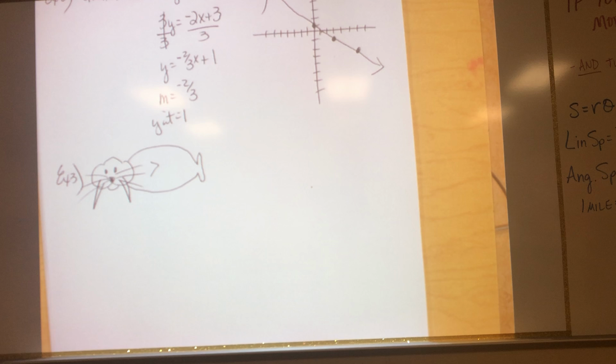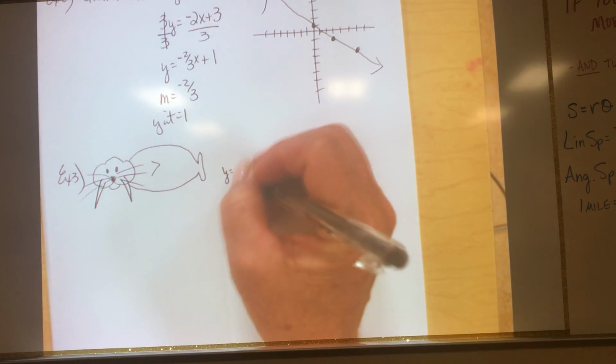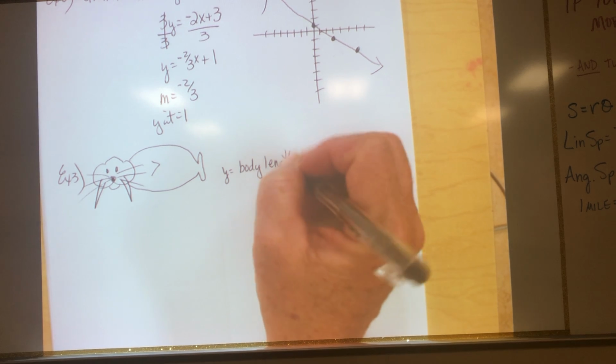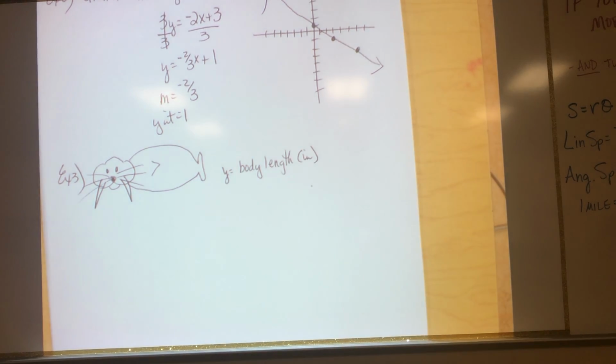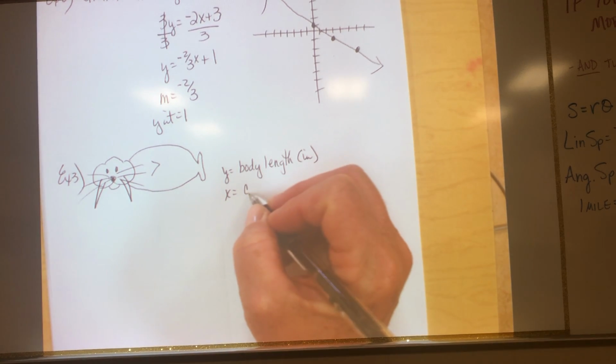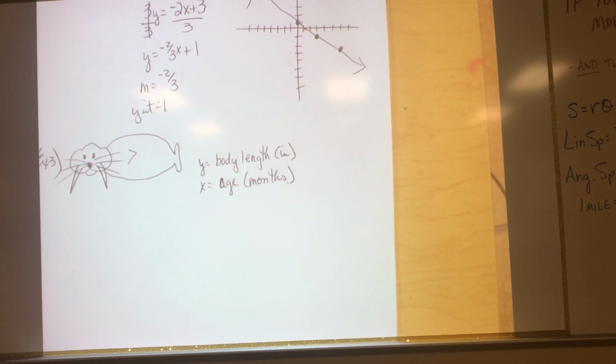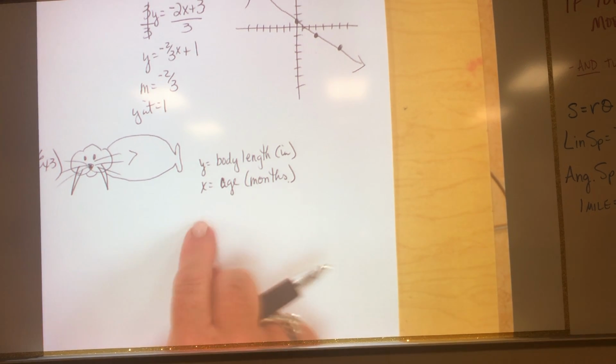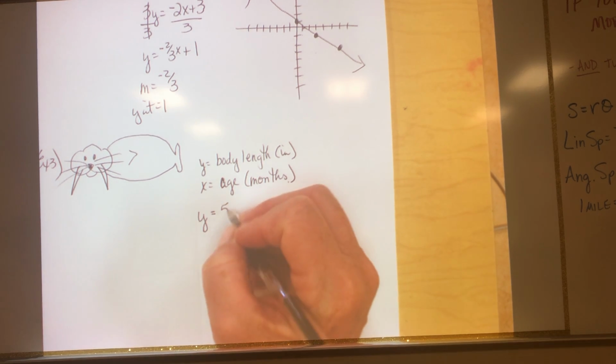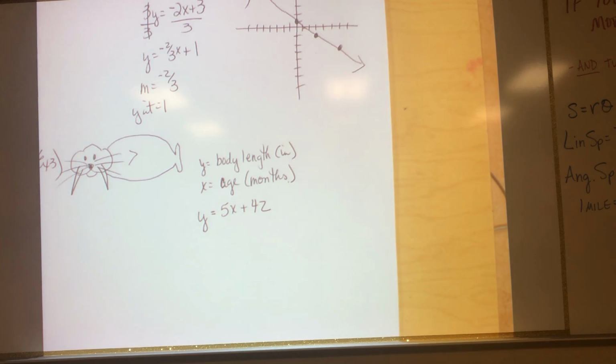So, a walrus. Now, here's what our book tells us about the walrus. Our book says the body length y, in inches, of a walrus calf. So y is his body length, in inches, of a walrus calf. X is the calf's age, and it's in months. And the equation that gives his body length with respect to his age is y equals 5x plus 42.